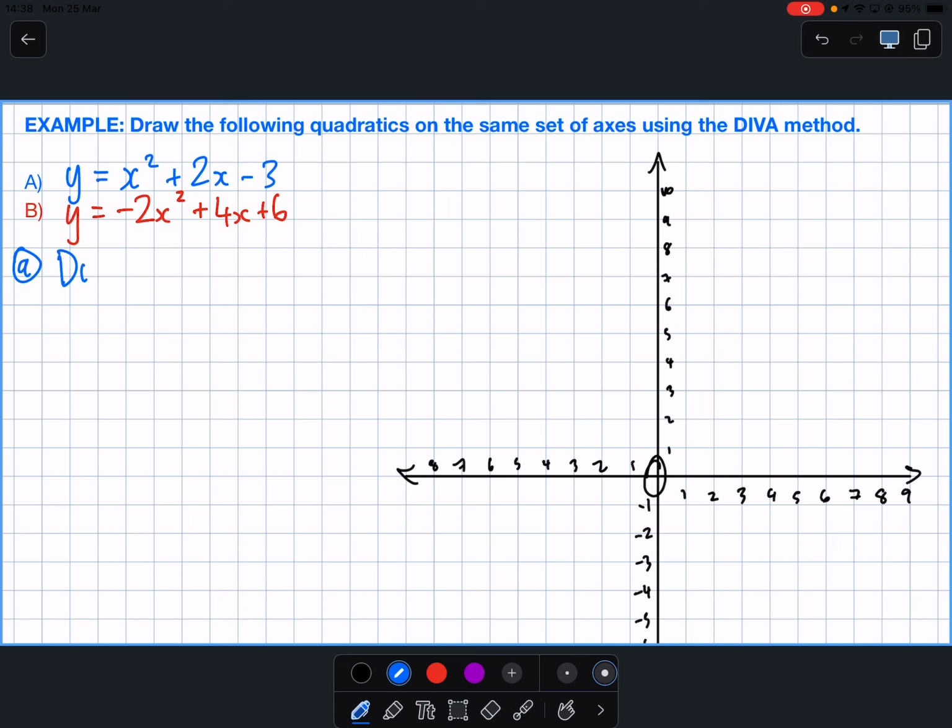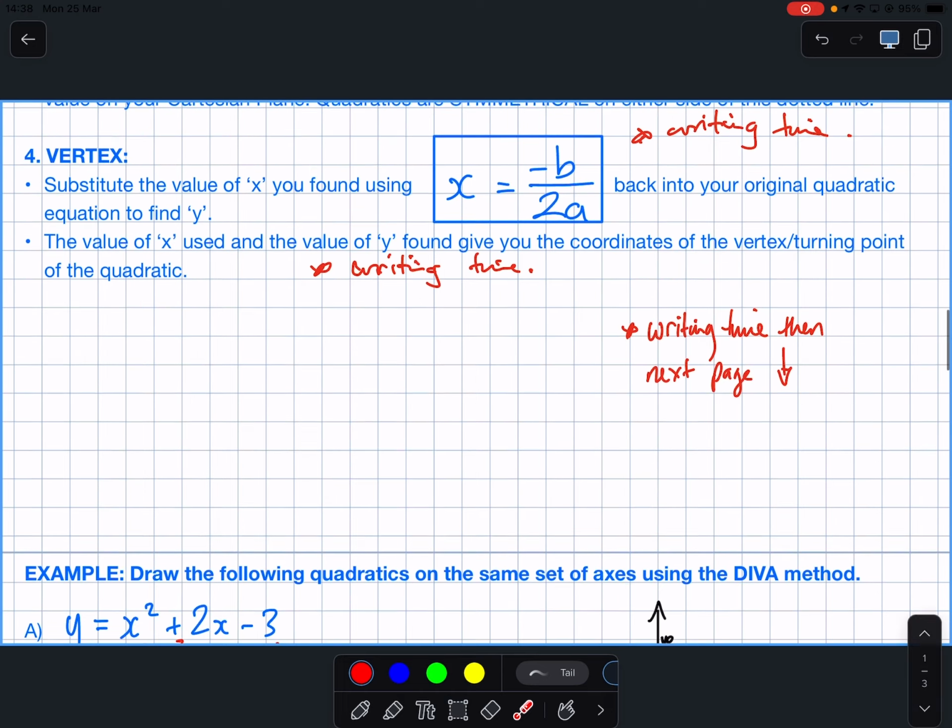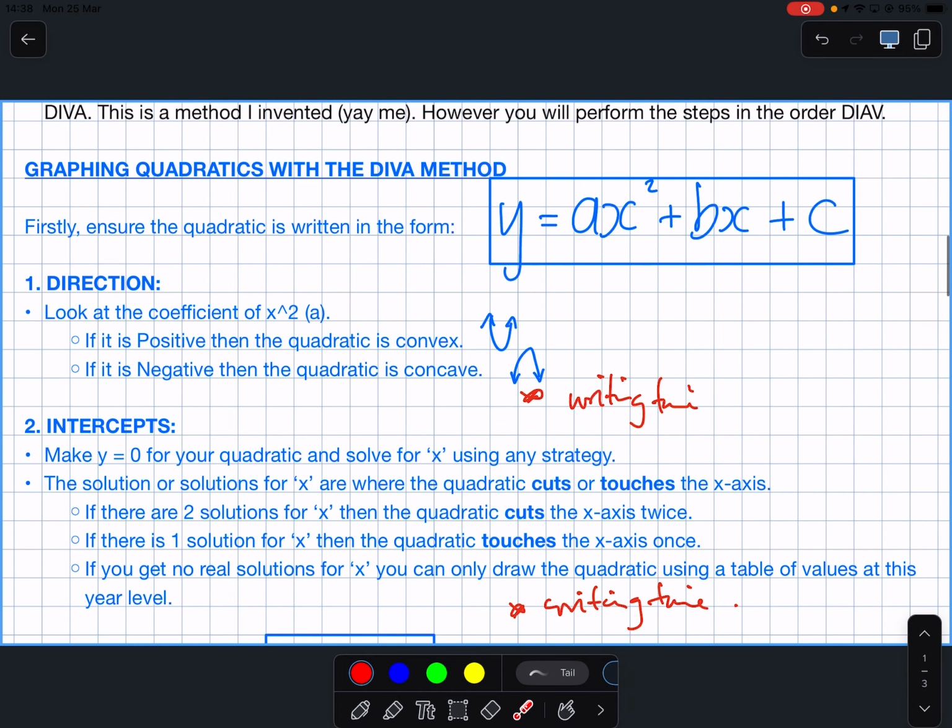Who said distance? Don't name them. Direction. So I'm looking at the number in front of the x squared here. But there is no... Yes, there is. It's just not written. What number is it? 1. Is that positive or negative? Positive. So what direction is the curve going to point? It's this one here. It's positive.